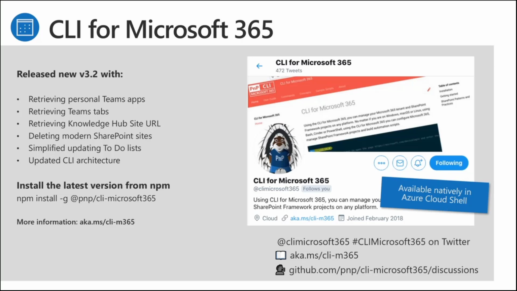But npm install -g @pnp/cli-microsoft365. You can find more information there at aka.ms/CLI-M365, and that'll get you all the documentation and updates for the CLI for Microsoft 365. Available natively in the Azure Cloud Shell now, which is very exciting. So you can use this right in the Cloud Shell. Excited to see that. And then as well, @CLIMicrosoft365 on Twitter is the great thing to follow there.